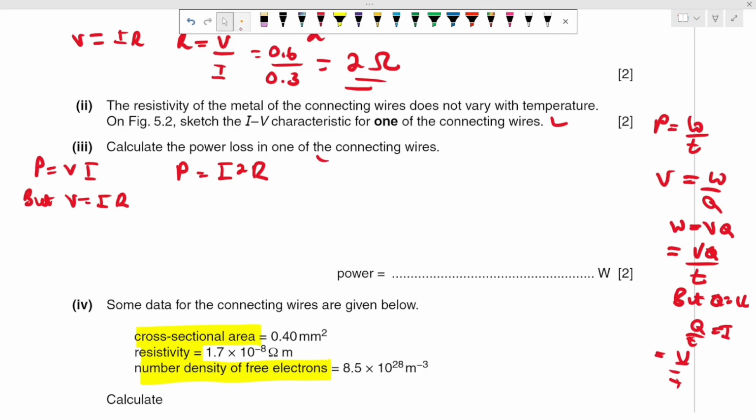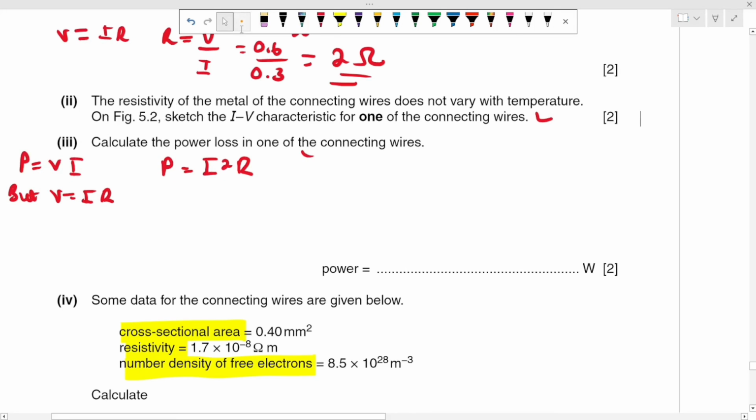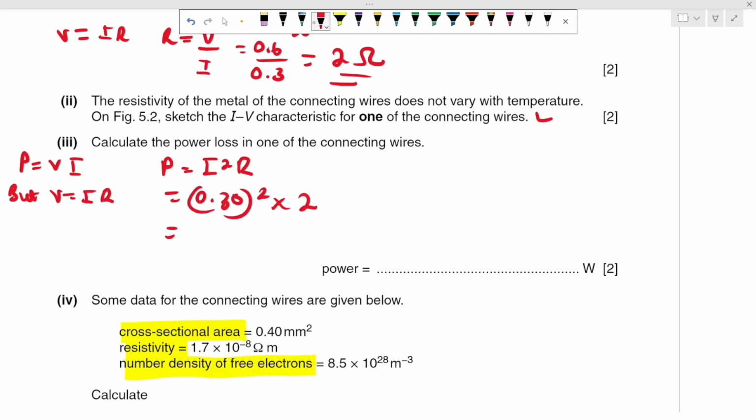So that's something that you must just know. But essentially, we can substitute with IR and get power is equal to I squared R. The value of I that passes through this, as you have been told, is 0.30, squared. My resistance is 2. So it means that my power that I lose is 0.18.